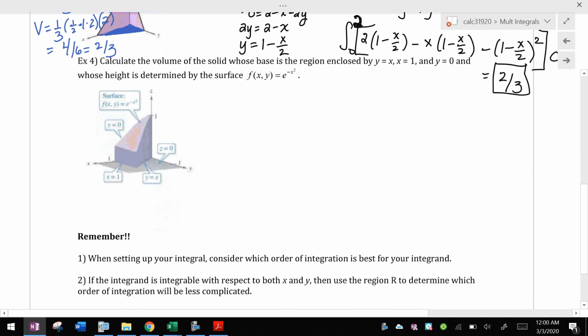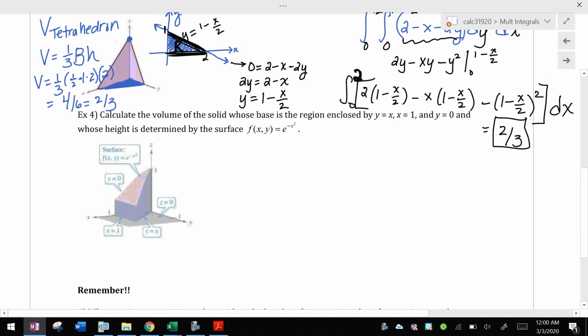Okay. Last but not least, find the volume of the solid whose base is the region enclosed by y equals x, x equals 1, y equals 0, and whose height is determined by e to the negative x squared. So I know I'm going to have an e to the negative x squared as my integrand, and my differentials are going to go dy dx or dx dy.